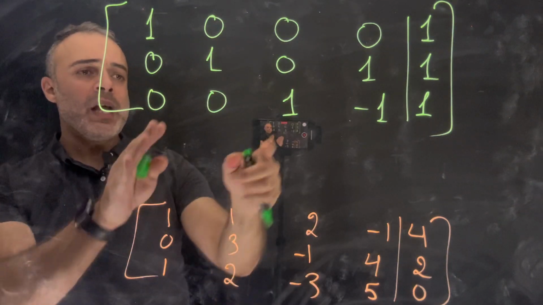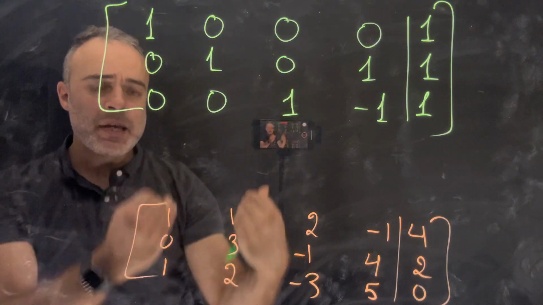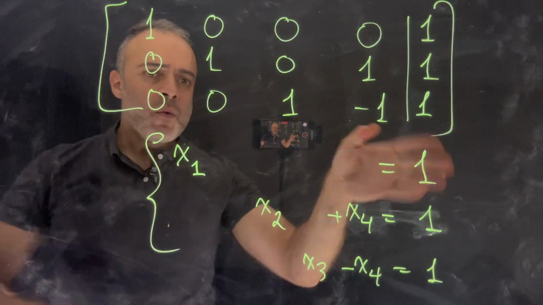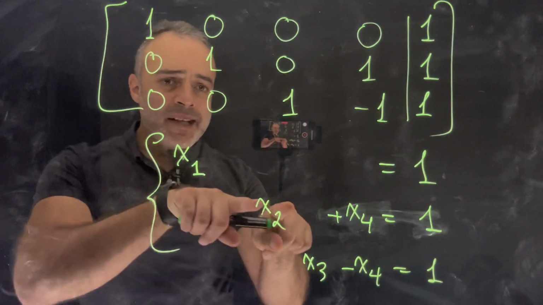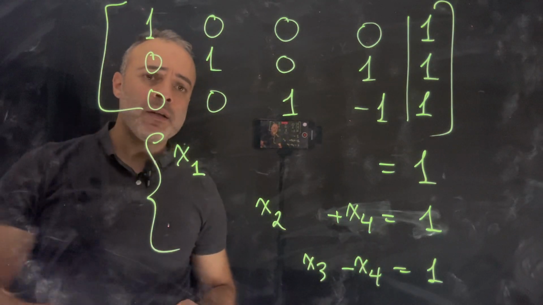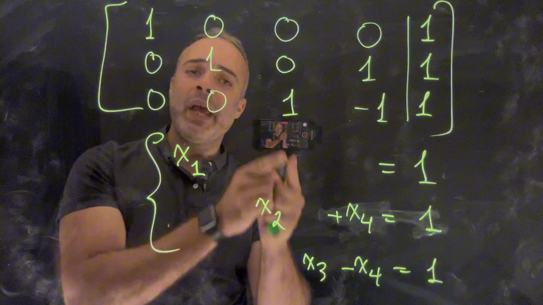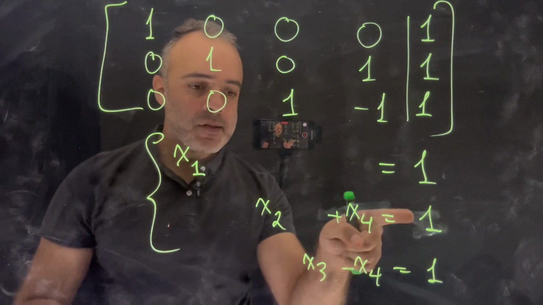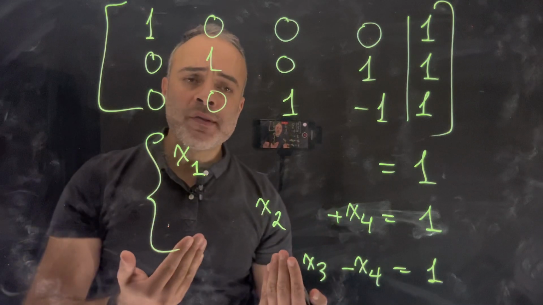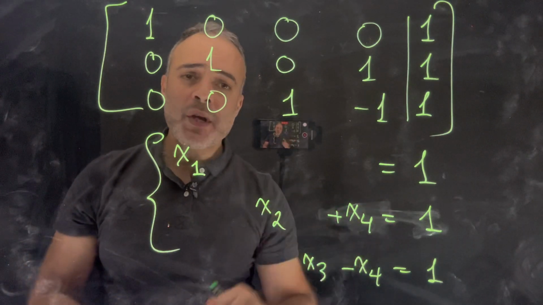Now, after we have got the RREF for the coefficient matrix, we bring it back to its linear system form. Now here x1 is equal to 1, that's good. But x2 plus x4 is equal to 1, and x3 minus x4 equals 1. Here we cannot find just one solution for x2, x3, and x4, right? Because for these, we have more unknowns or more variables than equations. We have 3 variables with 2 equations.